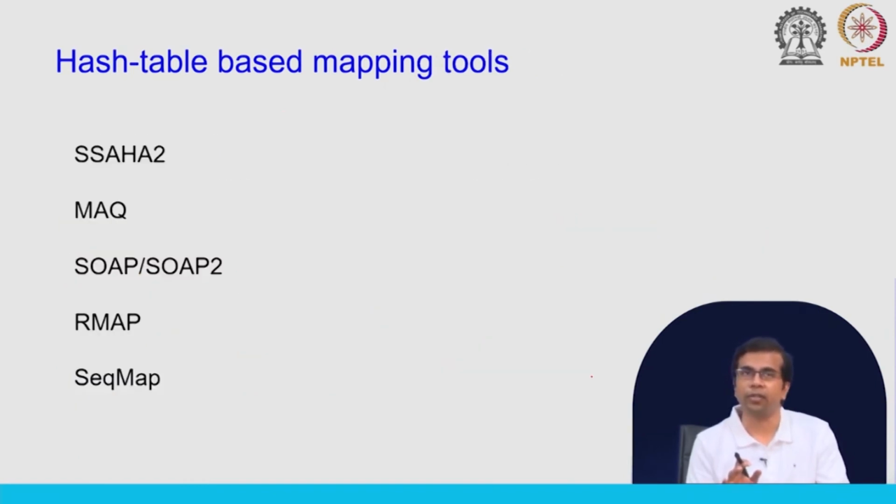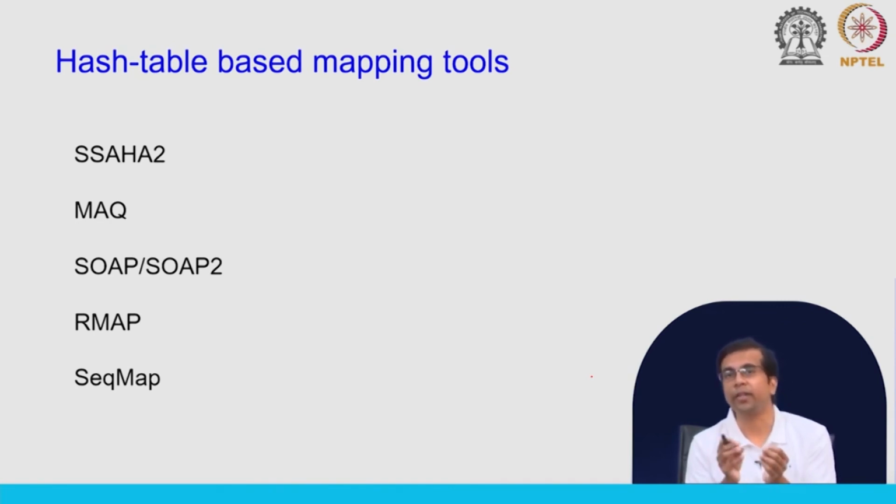So there are a lot of tools that utilize this hash table, right, hash table based mapping tools. Here is a list of them, and you can of course look up, search and see how this works. So you might ask, why do we have so many different tools if they are based on the same algorithm? Of course, they are using slightly different implementations and go about implementing the algorithm differently.